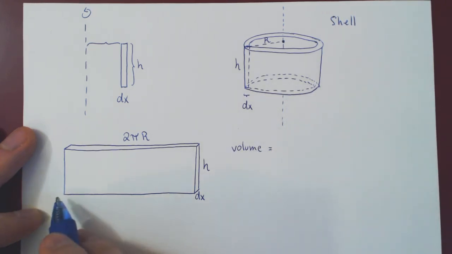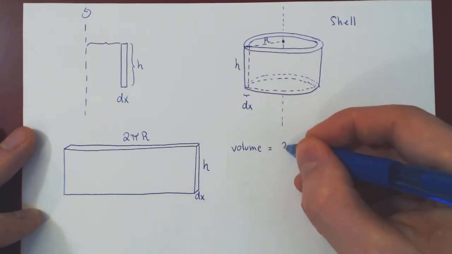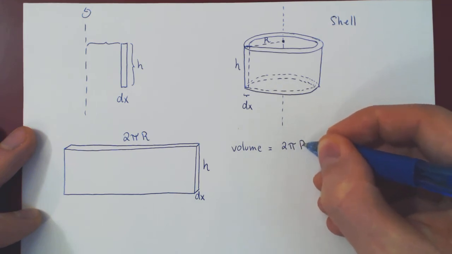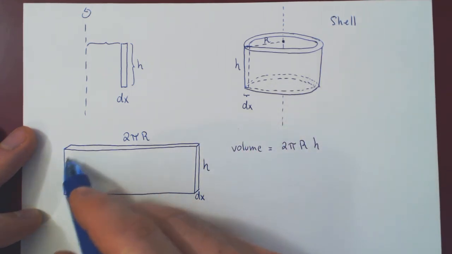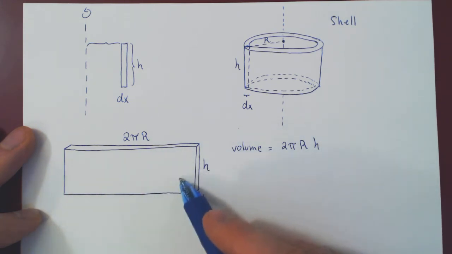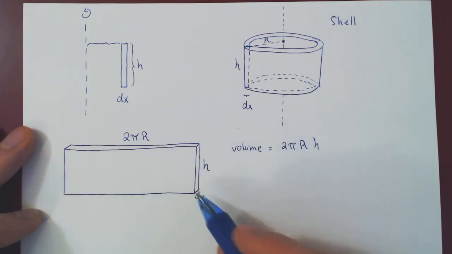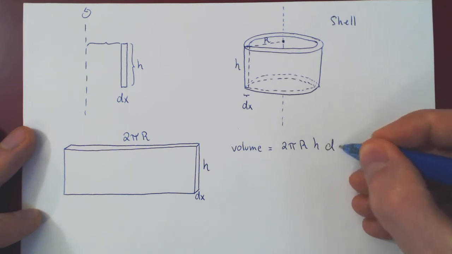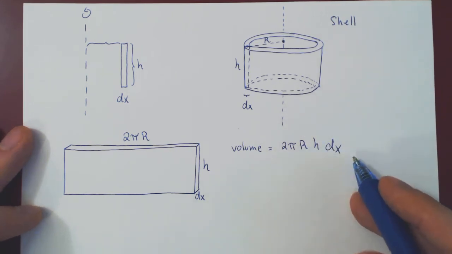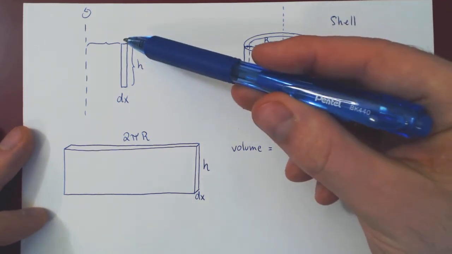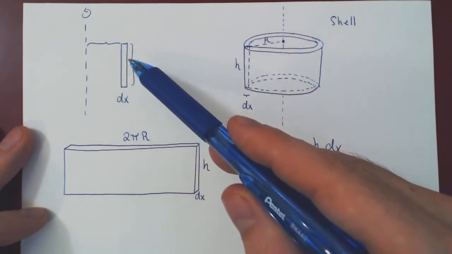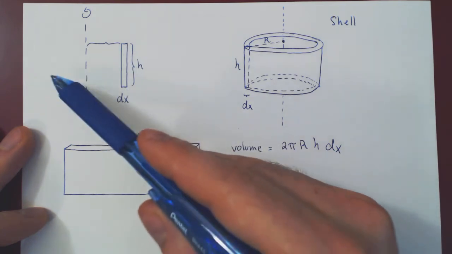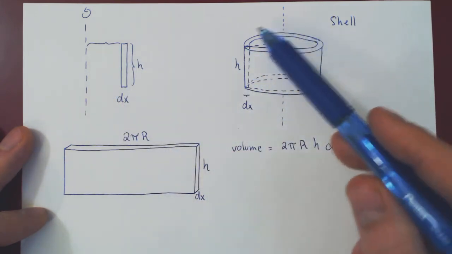The volume is the base, 2 pi r, times the height, h. This gives you the area of the rectangle, times the thickness, dx, gives the volume. And that's it. So if you have a vertical rectangle that is parallel to but away from the axis of revolution, as you revolve the rectangle about this axis, it generates a shell.